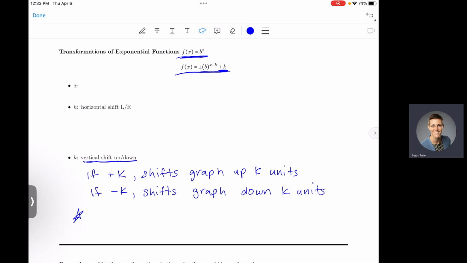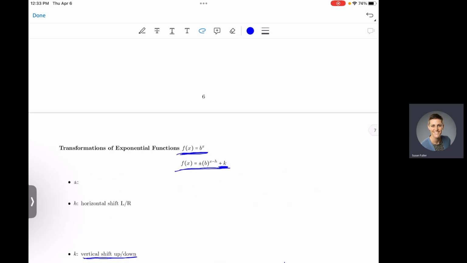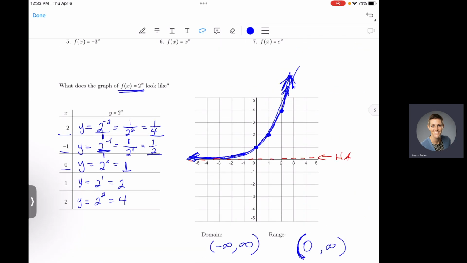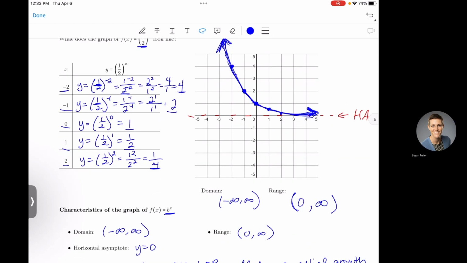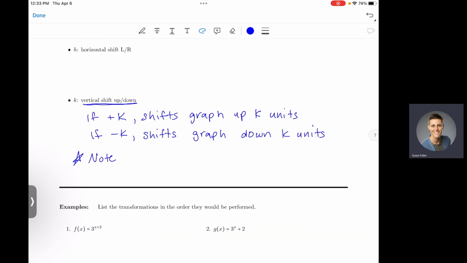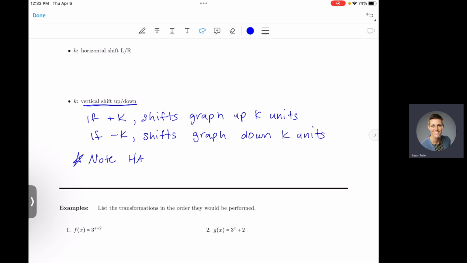One thing I want to note here while we're here is when you shift this graph up and down, so if we come back up here to one of these graphs, let's just go to 2 to the x. If I take this whole graph and shift it up vertically, let's say 2 units, the horizontal asymptote will move up and down with the graph. So that's just something that I want to make a note of here, is that your horizontal asymptote shifts up and down with your graph.